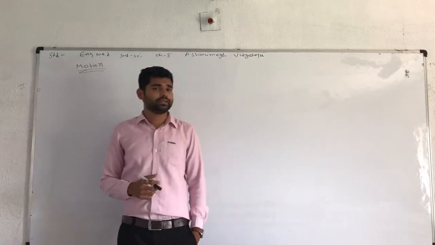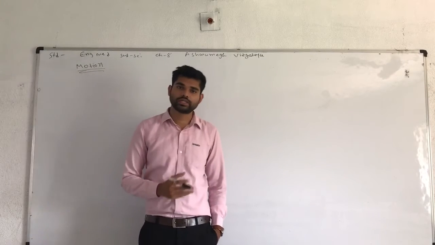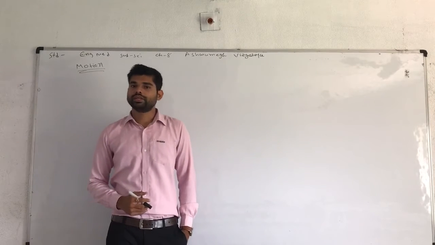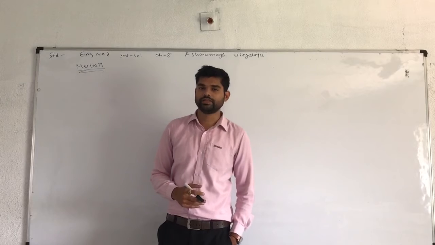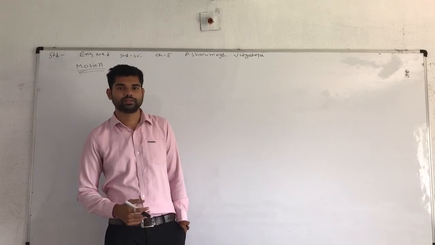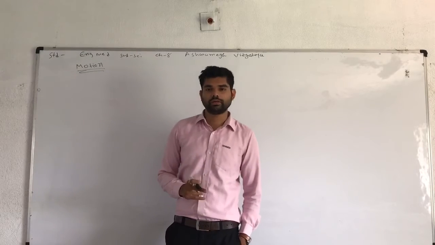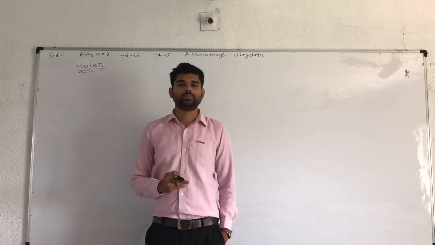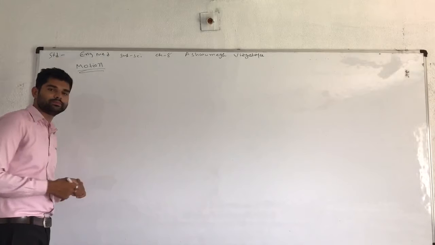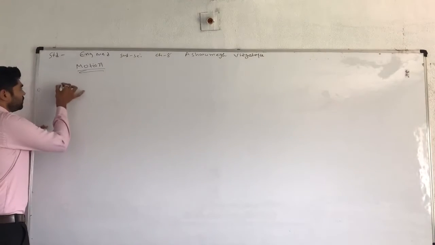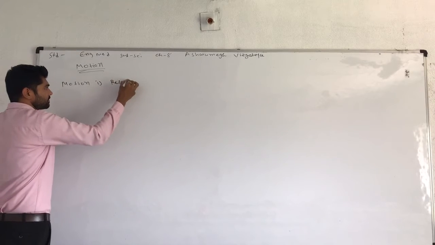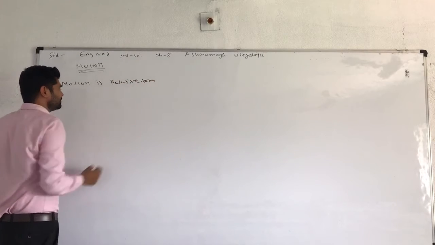When can you say that any substance or object is in motion? Motion is a relative term. First, what is this new word, relative term? A relative term means it depends on an observation point. Let's understand with an example. So first, motion is a relative term. What is a relative term?